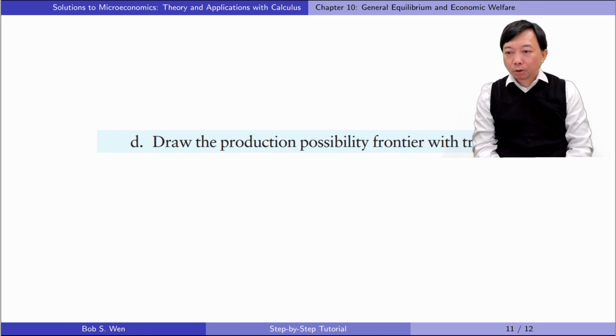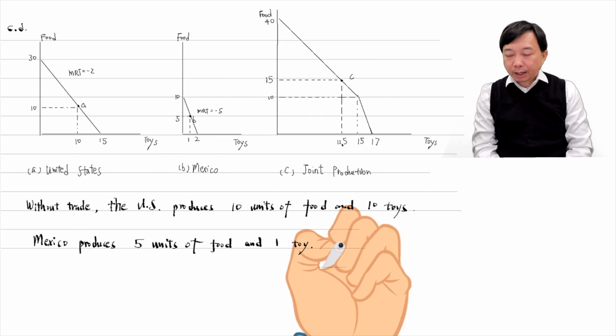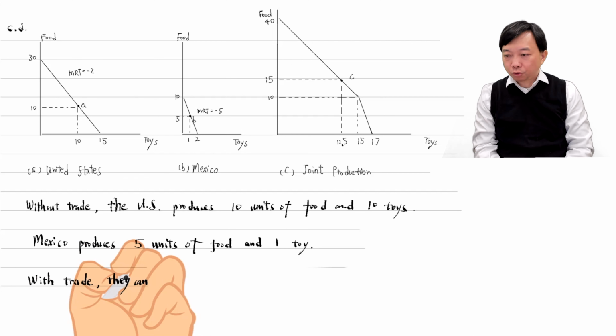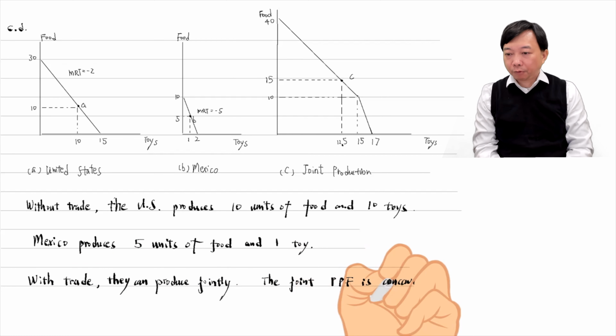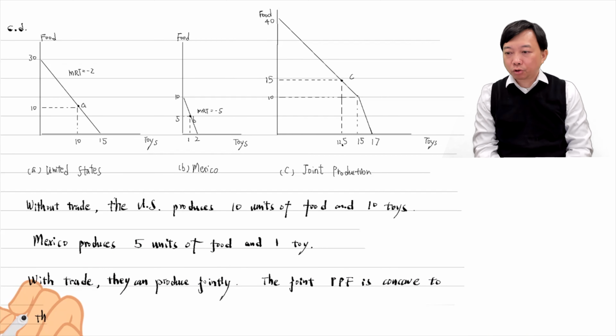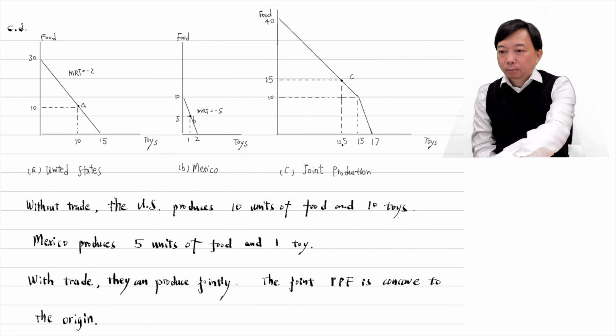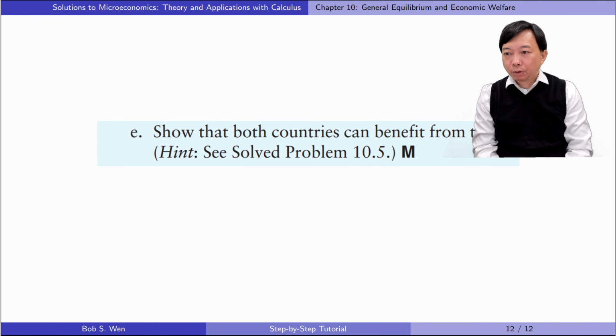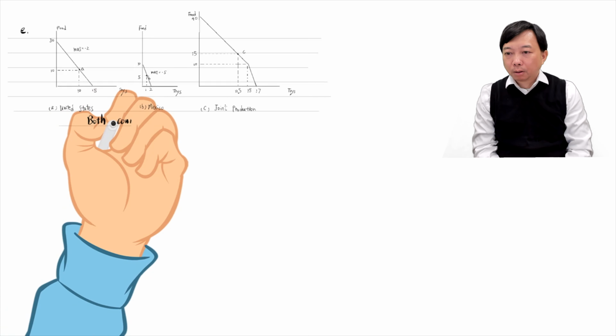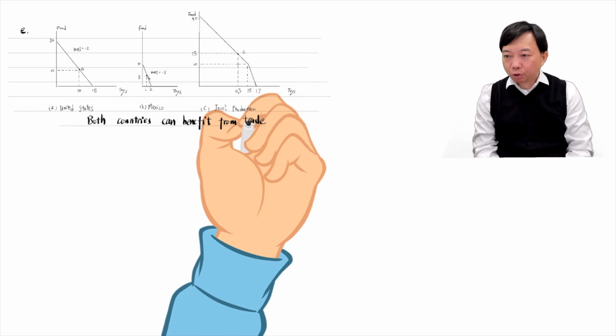In Part D, draw the production possibility frontier with trade. With trade, they can produce jointly. The joint production possibility frontier is concave to the origin. In Part E, we show that both countries can benefit from trade. Both countries can benefit from trade.